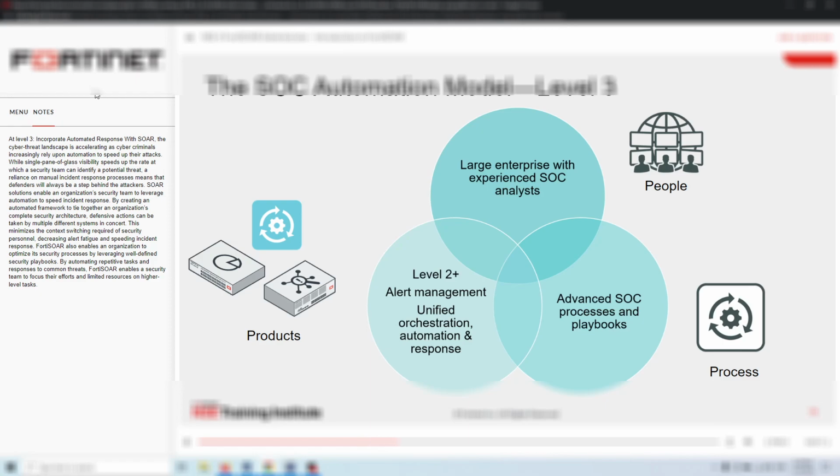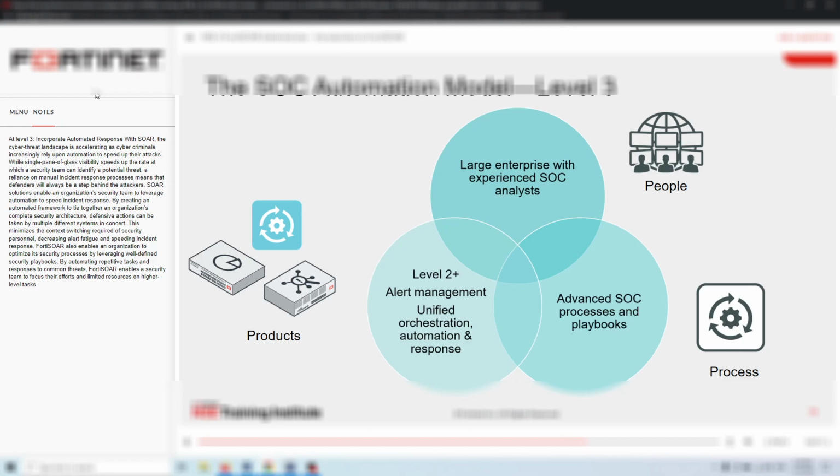SOAR solutions enable an organization's security team to leverage automation to speed incident response. By creating an automated framework to tie together an organization's complete security architecture, defensive actions can be taken by multiple different systems in concert. This minimizes the context switching required of security personnel, decreasing alert fatigue, and speeding incident response.